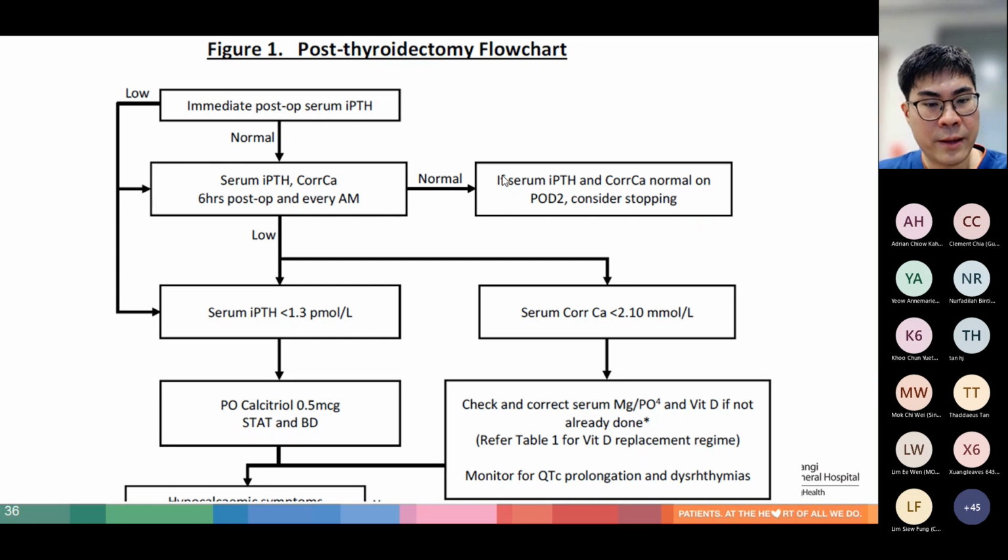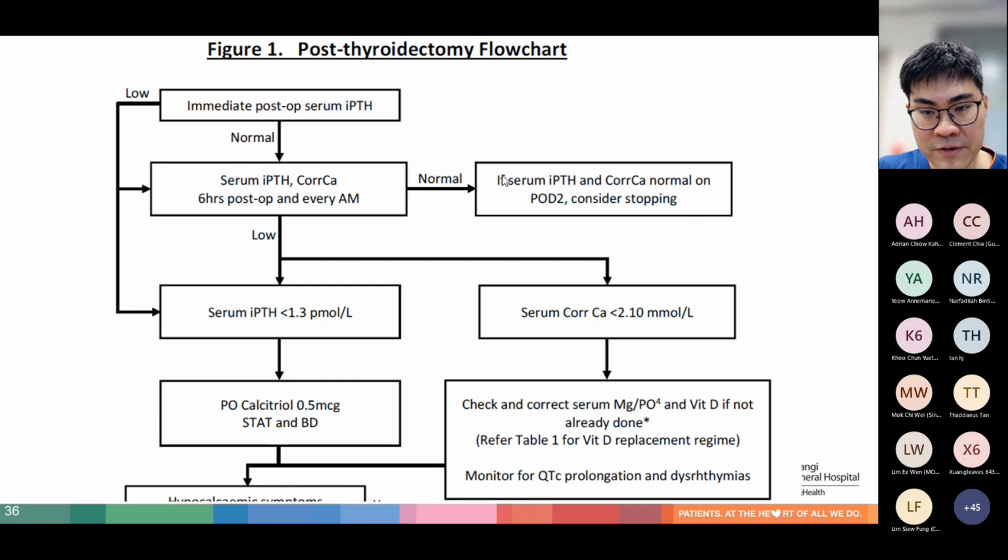Again there's a reminder to monitor the electrolytes, as we discussed. They can develop hypomagnesemia and hyperphosphatemia, so that needs to be corrected. Something we tend to forget, or may not associate with thyroid surgery, is the vitamin D level, which is important to check. Also, as a guide, with hypocalcemia they can get prolongation of the QTc interval, so a reminder to perform an ECG to look out for that.